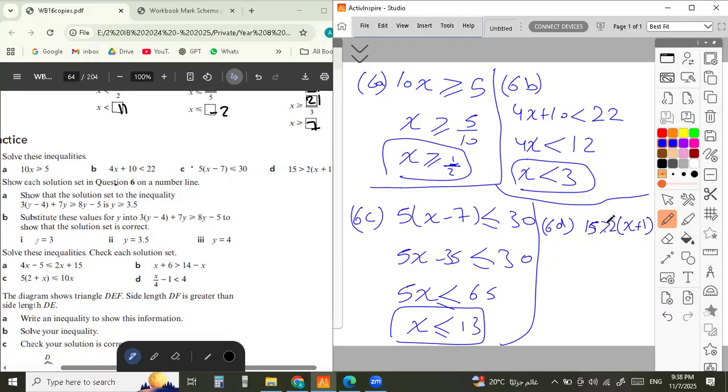So the best solution here, keep everything at the same place. So 15 is greater than 2 times x is 2x, 2 times 1 is 2. Send the positive to their subtraction. So 15 minus 2 is 13, is greater than 2x. Send the 2 there, division. So 13 divided by 2 is going to give you exactly 6.5. So 6.5 is greater than x. This is the solution.